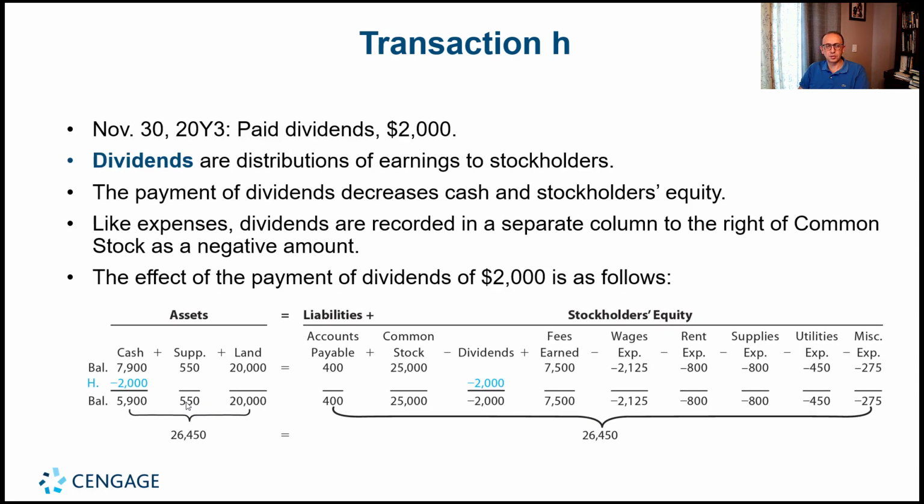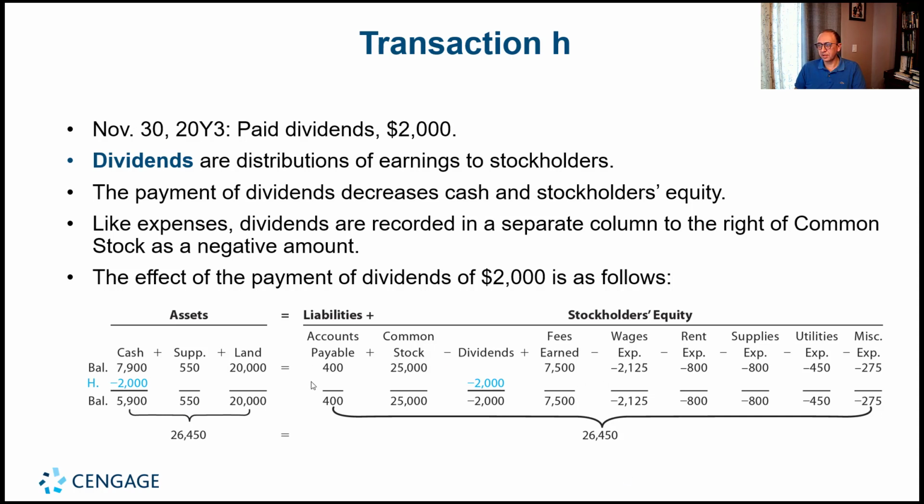Now let's see the last transaction for this example, which was transaction H. November 30th, year 3, paid dividends of $2,000. What are dividends? Dividends are what the company would pay to its shareholders as a way of distributing their income. So dividends are distributions of earnings to stockholders. The payment of dividends decreases cash and also reduces stockholders' equity. So remember, when we pay dividends, cash is going down, and the equity of the owner would go down. So like expenses, dividends are recorded in a separate column to the right of common stock as a negative amount. So let's see that.